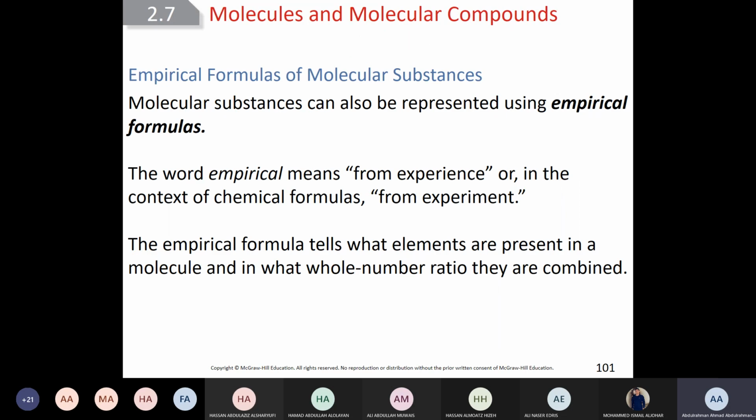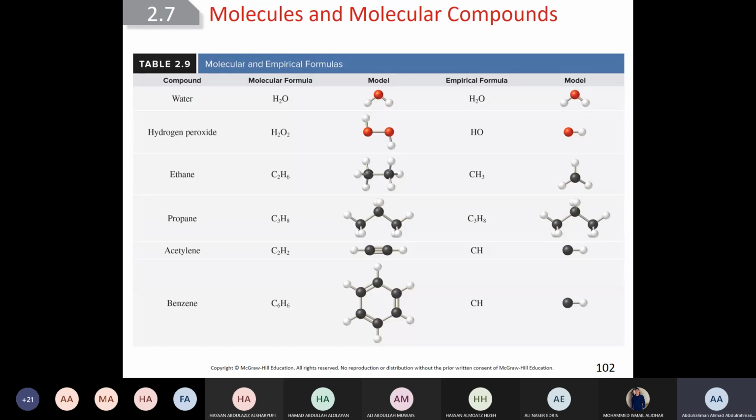Okay, then next I want you to know this. Empirical formula, important. What's the empirical formula? Empirical formula means simplest formula. Empirical means simplest, but not true. Okay, example. Look at water, H2O. If you want to make it simpler, we cannot. It's H2O. But look at H2O2. This is hydrogen peroxide.